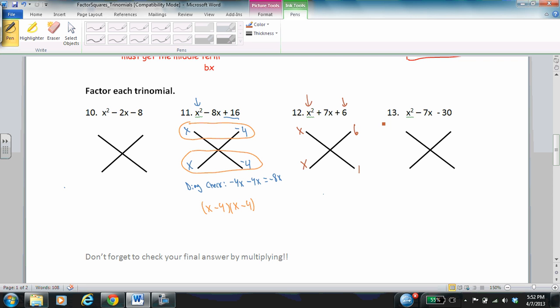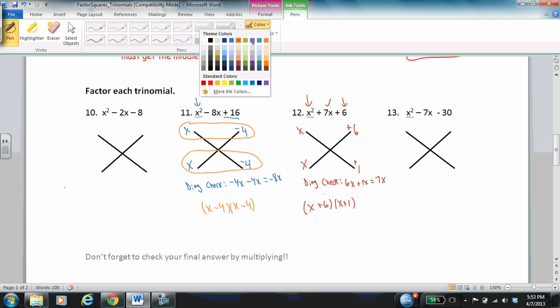6 and 1. Alright, so let's do the diagonals check. X times 6 is 6x. 1 times x is 1x. When I add those, I get 7x, which is what I needed there in the middle. So this factors as, oh yeah, this is positive 6 and positive 1. So x plus 6 times x plus 1.